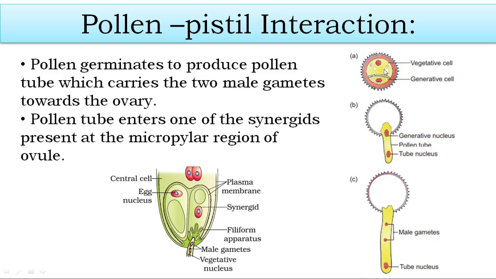You can look at this particular picture, right? Here you can see the picture of a pollen grain, and when a correct pollen grain lands on a stigma, the pollen germinates through germ pore. Germ pore is where there is no sporopollenin.